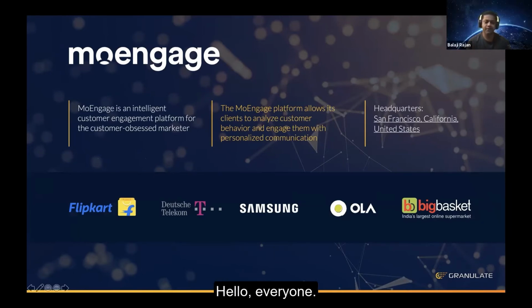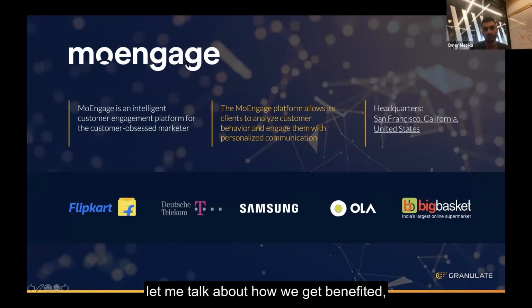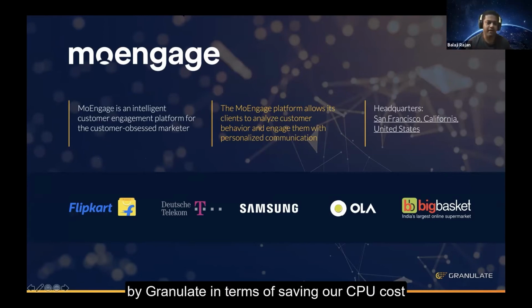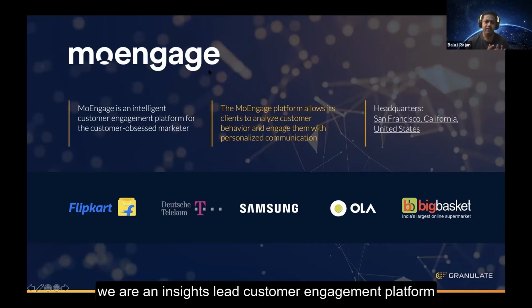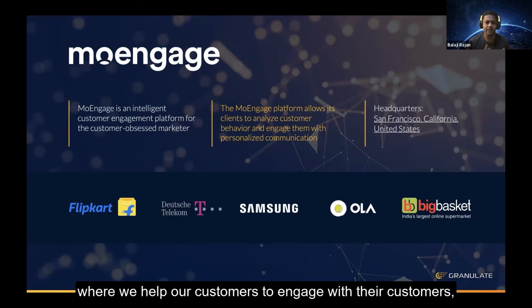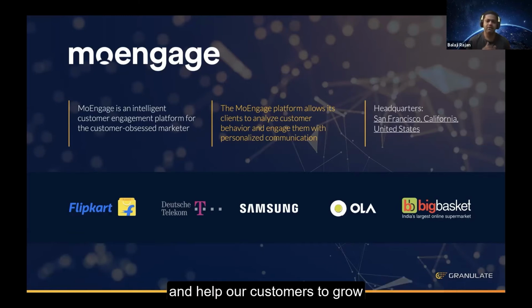Hello everyone, I'm from MoEngage. Let me talk about how we benefited from Granulate in terms of saving our CPU cost and decreasing CPU usage. At MoEngage, we are an insights-led customer engagement platform where we help our customers engage with their customers, grow, and retain their user base.